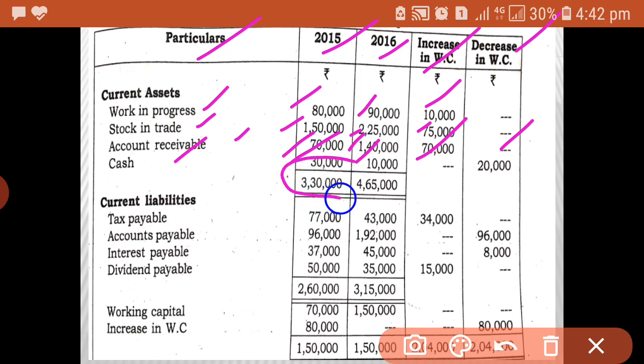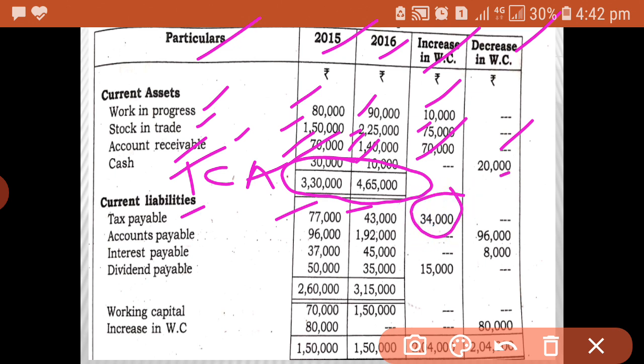Then we will total only the 2 amount columns. The first 2 amount columns are totaled, and that is taken as total current assets. Next we will go through current liabilities. Tax payable, 77,43. There is a decrease of 34,000 but it is shown in the increase column. In the current liability case, we will show in the opposite column. For example, accounts payable, 96 and 192. There is an increase but it is shown in the decrease column.